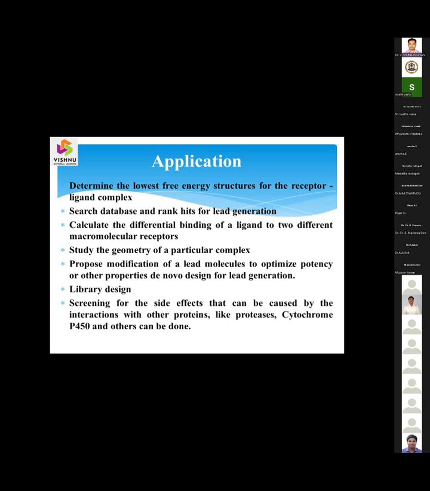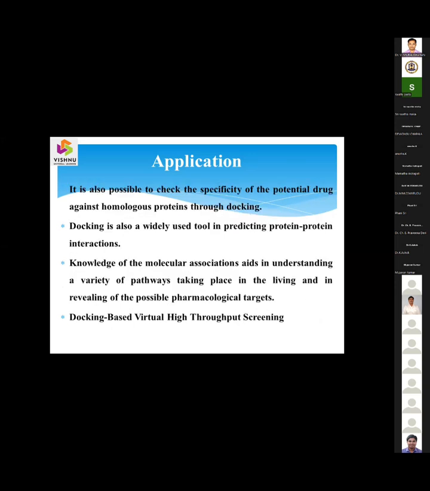Screening for the side effects that can be caused by interaction with other proteins, like proteases, cytochrome P450 and others, can be done. So by using this, we can predict toxicity, for example cancer-induced metabolism. We can screen the side effects by using AutoDock studies or targeted drug design. It's also possible to check the specificity of the potential drug against homologous proteins through docking. So by doing homologous protein docking studies, it is possible to check the specificity of the potential drugs.